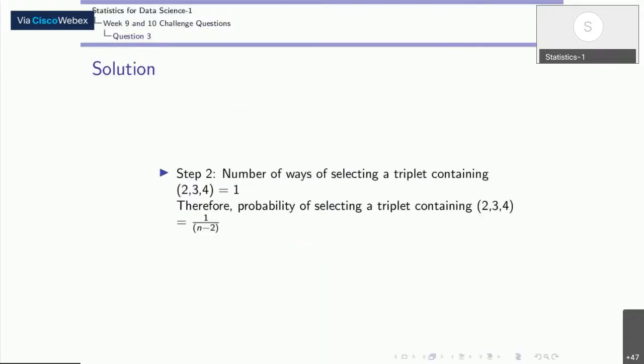This is step two. There is only one way of selecting a triplet which contains 2, 3, and 4. That's why the probability of selecting a triplet containing 2, 3, 4 will be 1 upon n minus 2, that is, over the total number of ways of selecting triplets out of the n natural numbers, right? That was an easy question. I thought a lot of people would give the correct answer, but we got 6 correct answers. No issues.